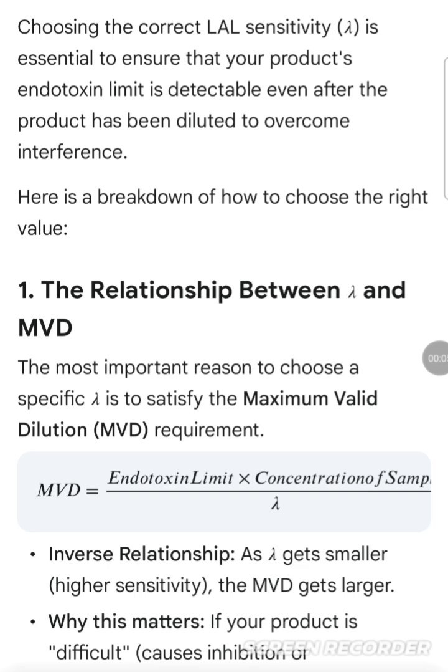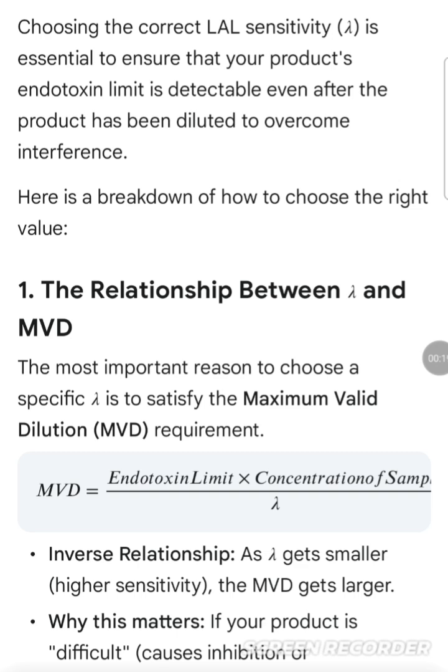Choosing the correct LAL sensitivity, lambda, is essential to ensure that your product's endotoxin limit is detectable even after the product has been diluted to overcome interference. Here is a breakdown of how to choose the right value.